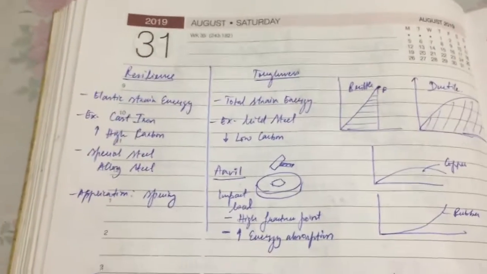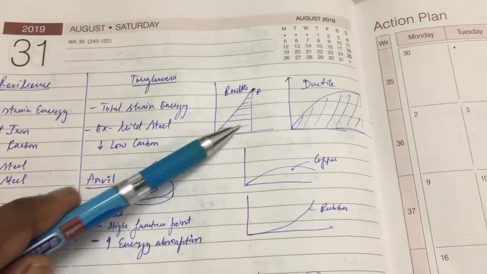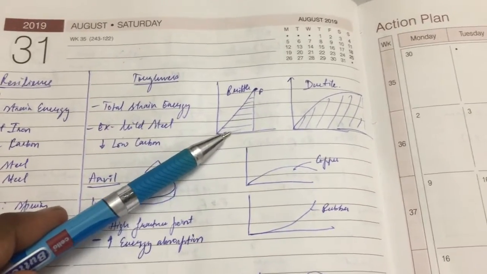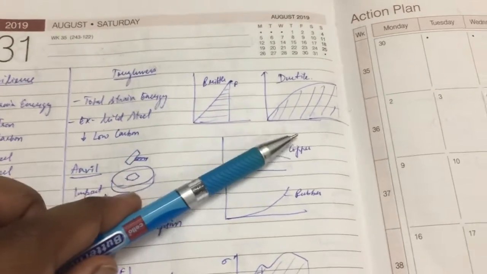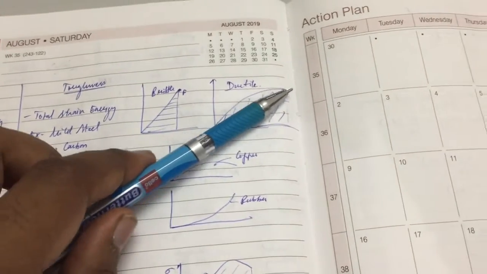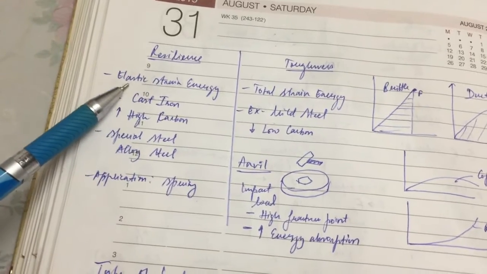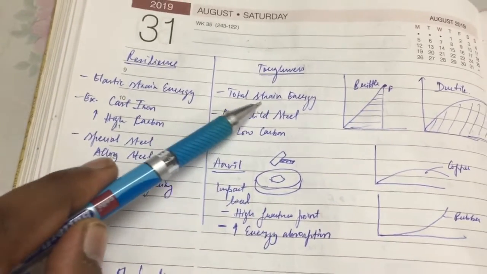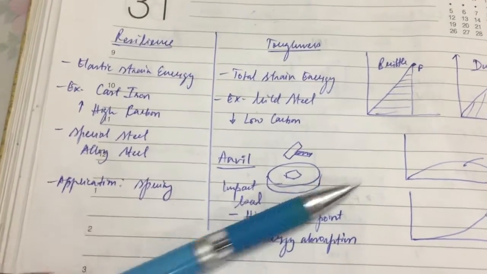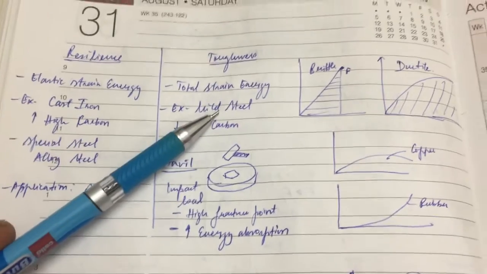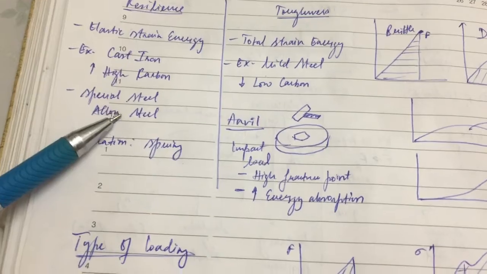next one is resilience and toughness. Resilience is until the elastic region, and when load is applied it goes to some deformation, and after the load is released it comes back. And this is the ductile region, it shows the whole toughness region. So resilience basically stores the elastic strain energy, but toughness stores the total strain energy. And in resilience, materials used are basically cast iron, which has a high carbon content, and here they use only mild steel which has a low carbon content. So basically special steels or alloy steels are used.